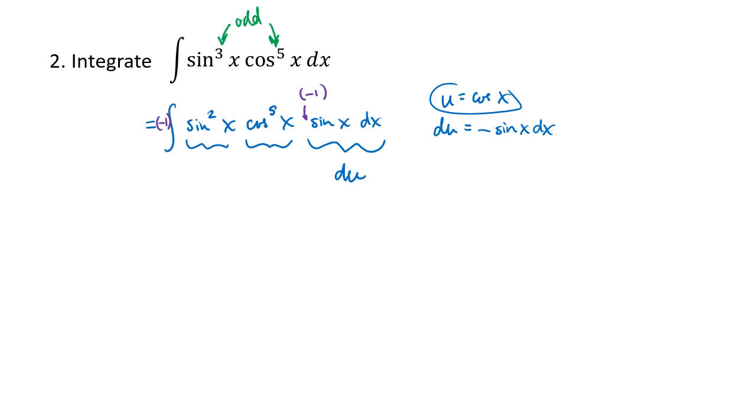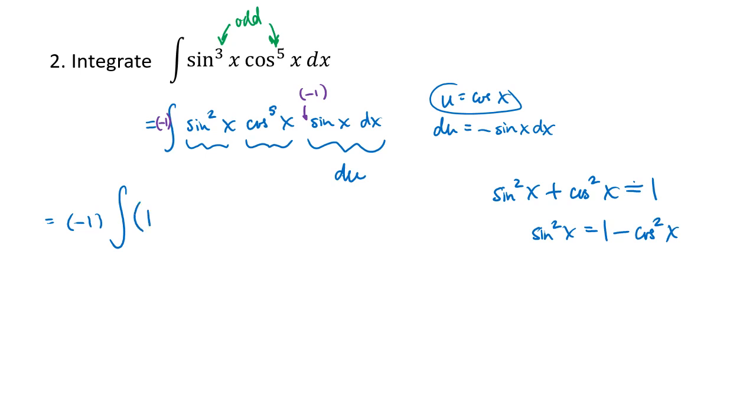Now's where we're going to start relying on some trigonometric identities. Specifically, we're going to use what we call the Pythagorean identity, which is that the sine squared of x plus the cosine squared of x equals 1. We're going to manipulate that a little bit, subtracting cosine squared from both sides, and writing sine squared equals 1 minus cosine squared. So we have that -1 out front. We've got sine squared of x, which is 1 minus cosine squared of x. We've got cosine to the fifth of x. And then we've got our du, which is negative sine of x dx.